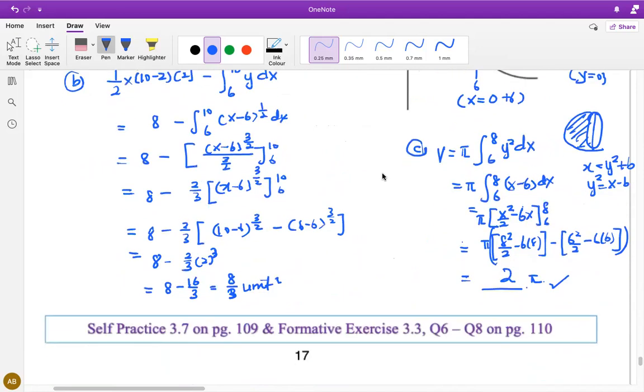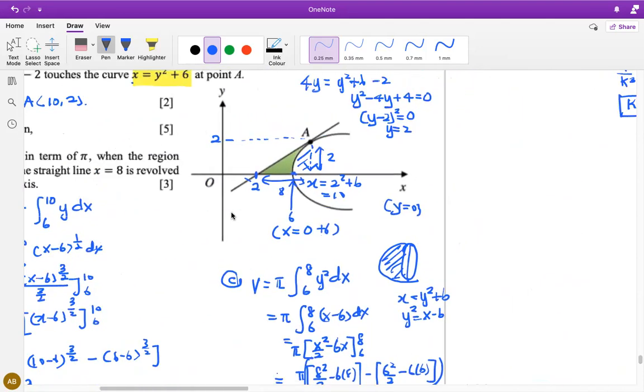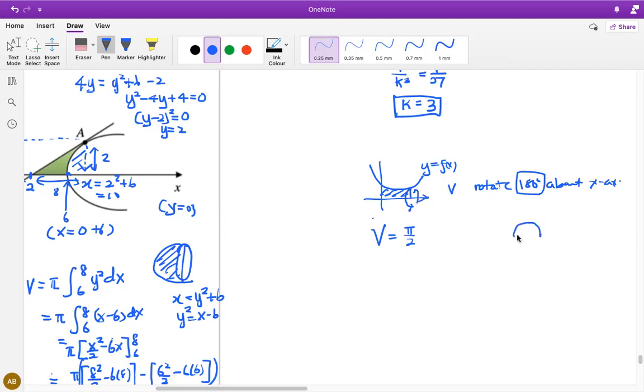Anything you don't understand, you can ask, especially why this one is 180 degrees, right? If the question I give you is like this, and then the question asks about the volume, rotate 180 degrees about the x-axis, therefore, I assume this is y equal to f(x), so the volume is actually pi over 2 because this only covers one side, right? So 180 degrees means it only turns halfway, only turns to 180. The other side, no.